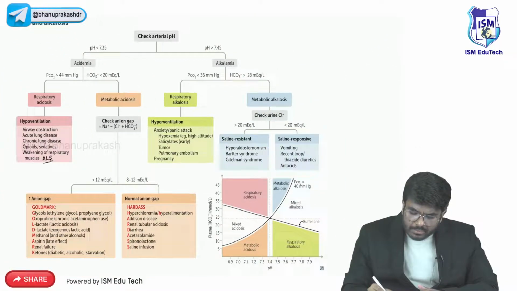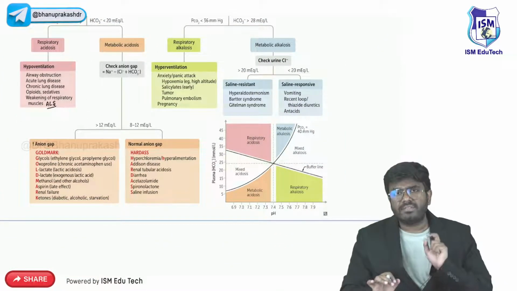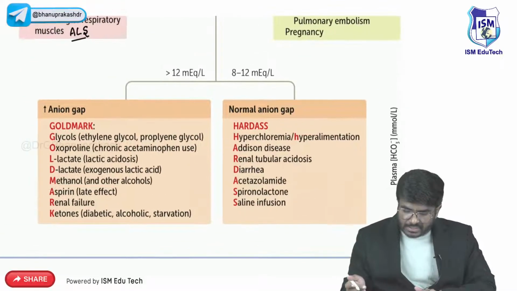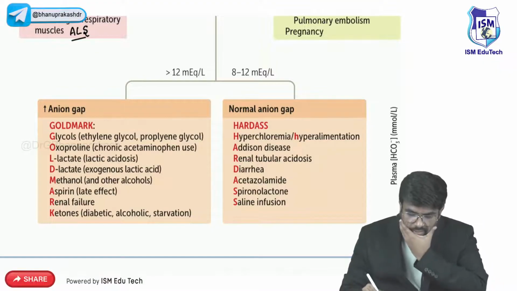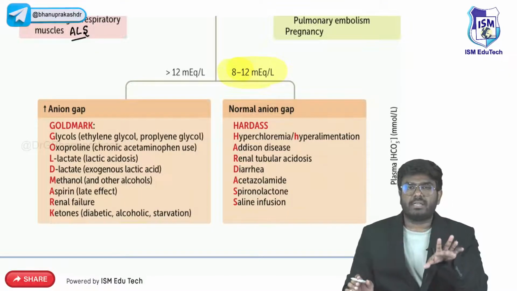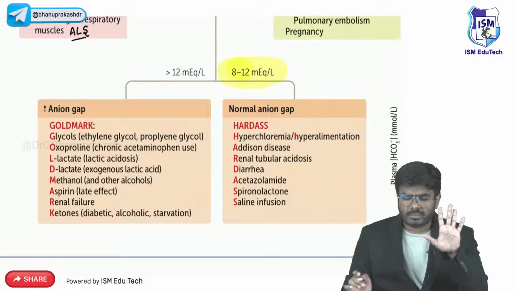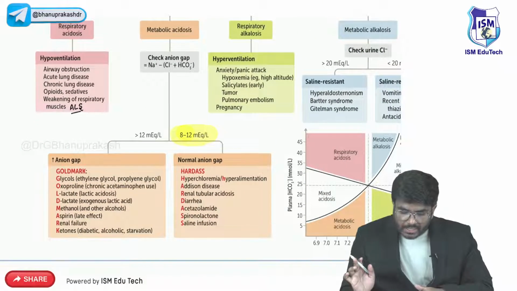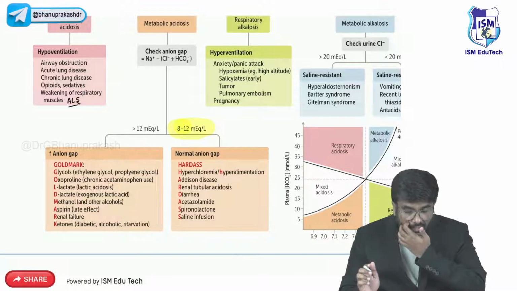Now, the reason why I am discussing this anion gap is because every time this one question is asked. They will say, okay, this is an international book, I have taken this from an international book. That's why here it was given as 8 to 12 milliequivalents per liter, but Indian books say 8 to 16 milliequivalents per liter. That's okay.